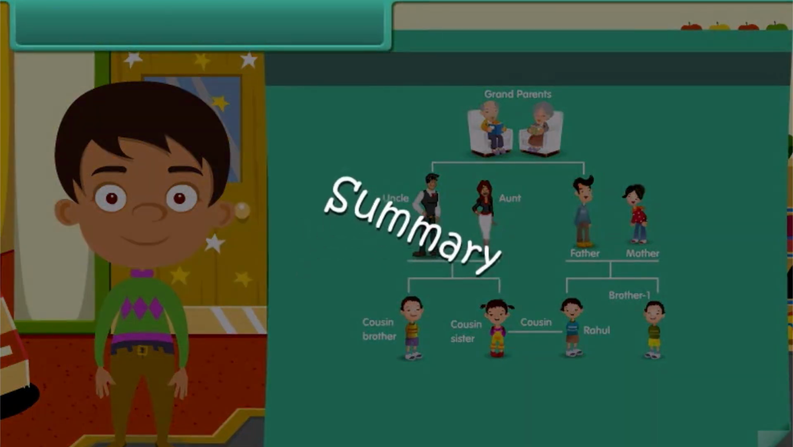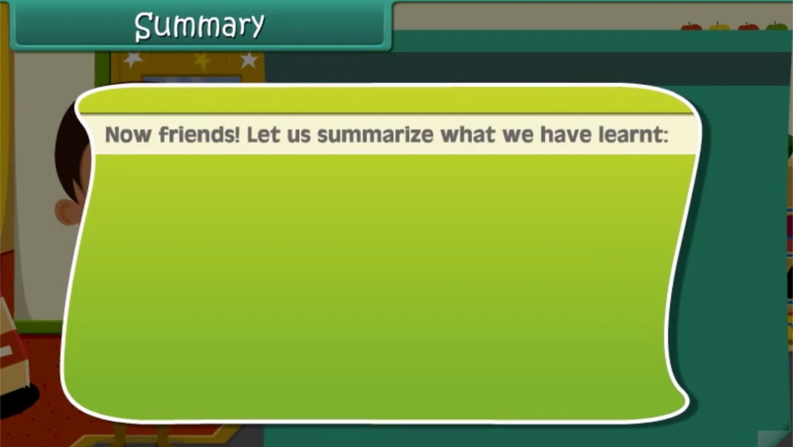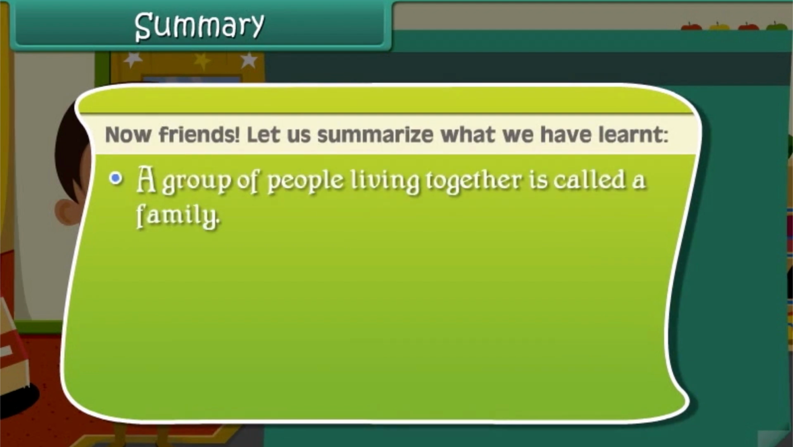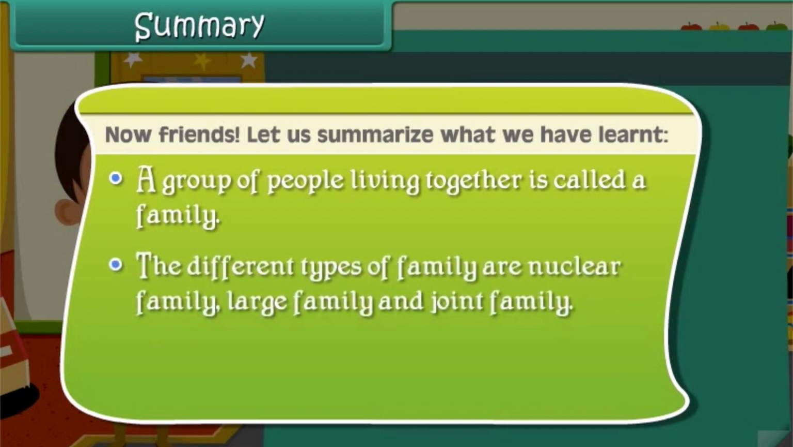Summary. Now friends, let us summarize what we have learned. A group of people living together is called a family. The different types of family are nuclear family, large family, and joint family.